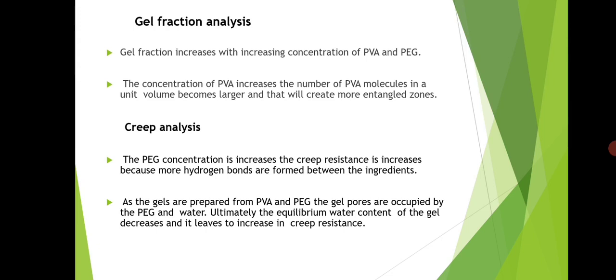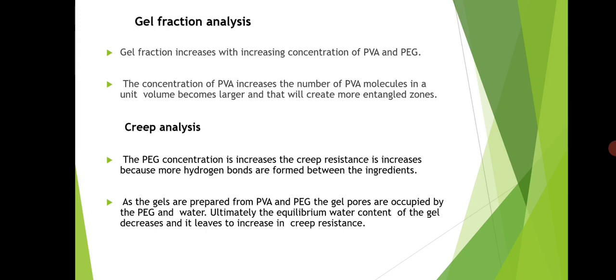Next, gel fraction analysis. Gel fraction increases with increasing the concentration of PVA and PEG. As the concentration of PVA increases, the number of PVA molecules in a unit volume becomes larger, and that will create more entangled zones. Creep analysis.